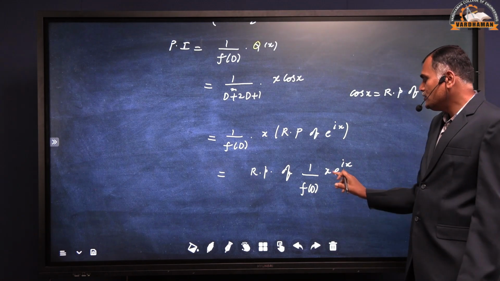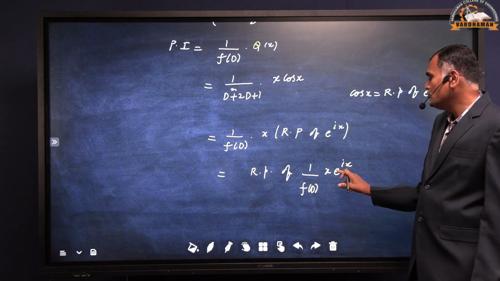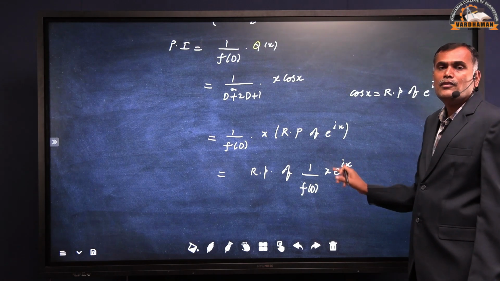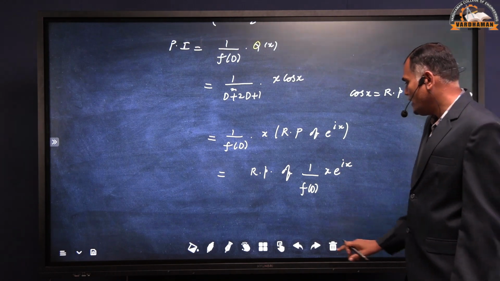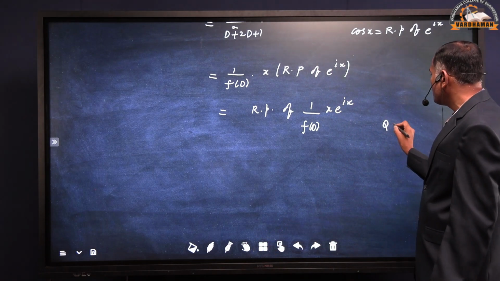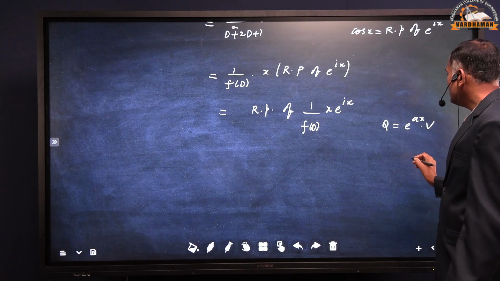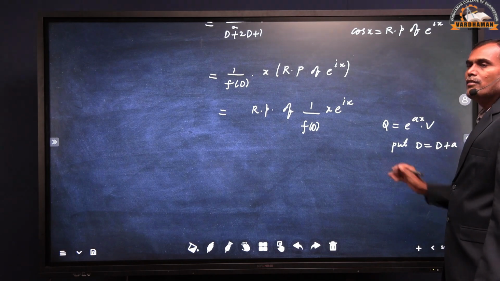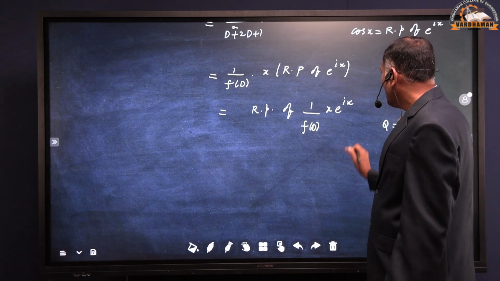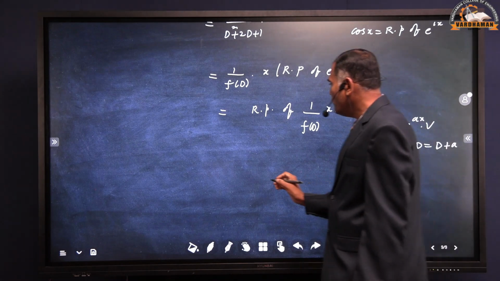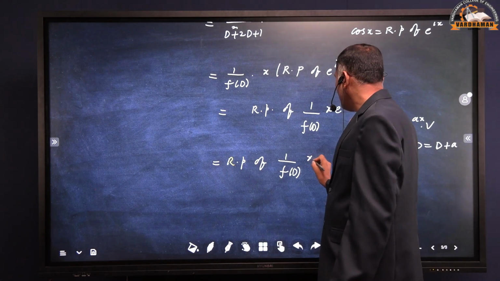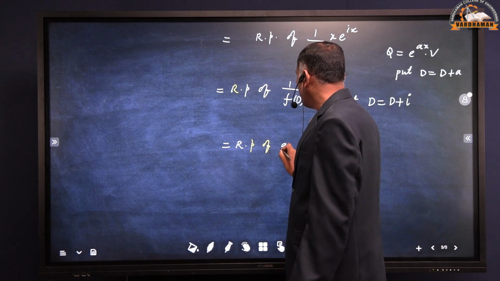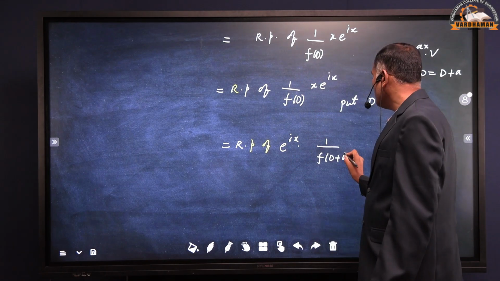Now look at the problem. It is of the form 1/f(D) into e^(ax) into some v. In the previous video we discussed how to find the particular integral of this problem. In this case, it is of the form Q equals e^(ax) into v. The method says that we replace D with D + a in f(D). Then we try to find the particular integral. In this case, a is nothing but i. So here we replace D with D + i. After replacing, we write this e^(ix) aside, 1/f(D + i) into x.